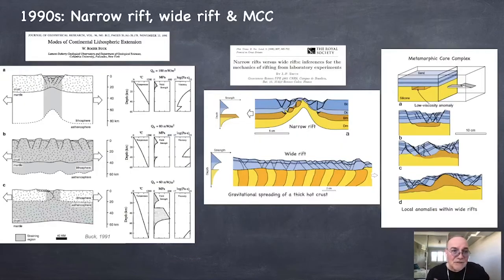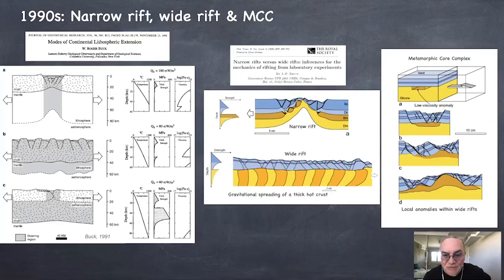In the 90s, the work of Roger Buck and Jean-Pierre Brun were extremely important in defining key concepts of continental rifting. In particular, they were both really active in the definition of narrow rift, wide rift, and metamorphic core complex. Jean-Pierre has done a lot of work using analog experiments to understand extension of multi-layered systems. When you have a system with two brittle layers, upper crust and upper mantle, you tend to develop a narrow rift. If you have only one brittle layer above a viscous lower crust and viscous mantle, you tend to form a wide rift.